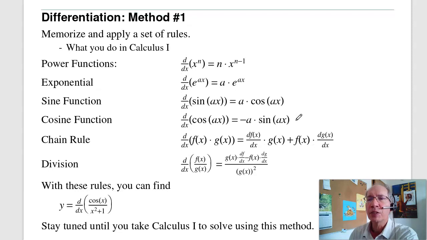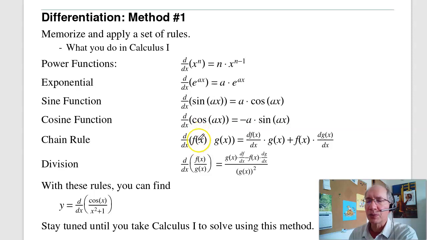Now, the first approach used in Math 165, Calculus 1, uses a set of rules. The nice thing about derivatives is if you have a function, just apply a rule and you get the answer. For example, if I have x to the n, the derivative is n x to the n minus 1. That's just something that you memorize. The derivative of an exponential, e to the ax, is a e to the ax. Again, something you memorize. Derivative of sine of ax is a cosine of ax. Derivative of cosine is minus sine.